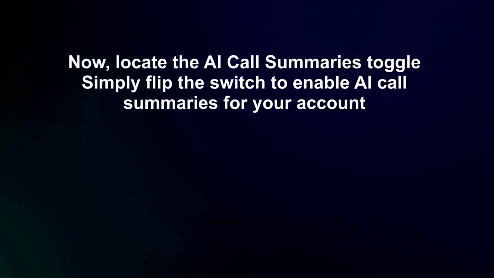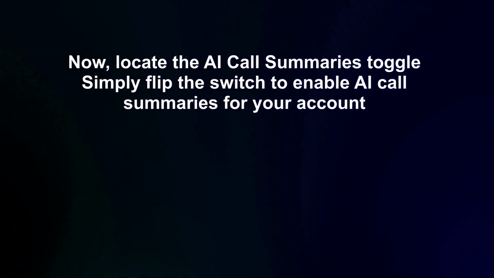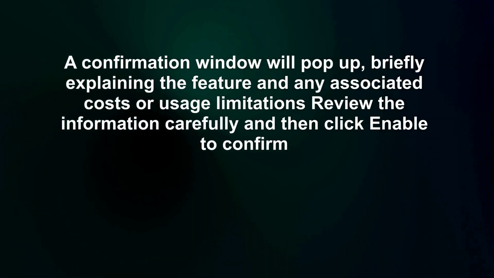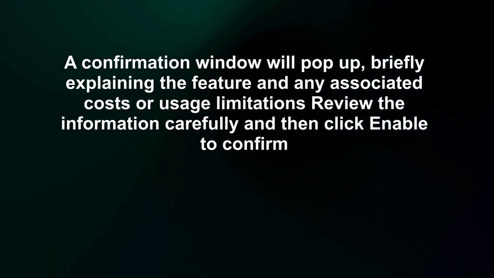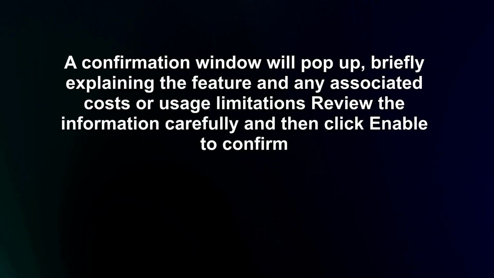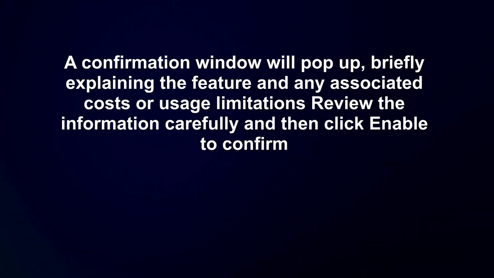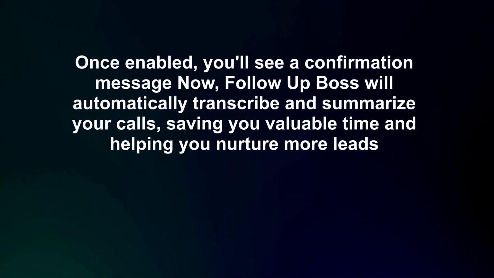Now, locate the AI Call Summaries toggle. Simply flip the switch to enable AI Call Summaries for your account. A confirmation window will pop up, briefly explaining the feature and any associated costs or usage limitations. Review the information carefully and then click Enable to confirm. Once enabled, you'll see a confirmation message.